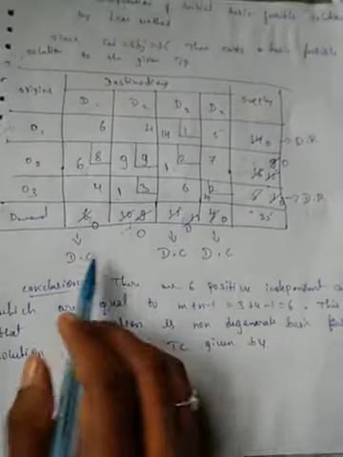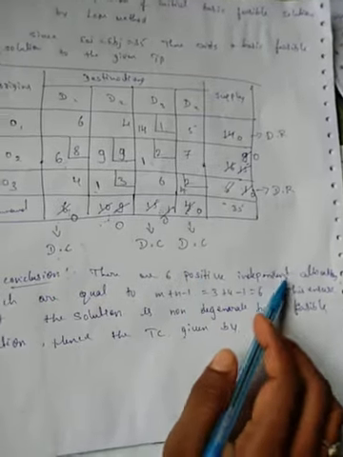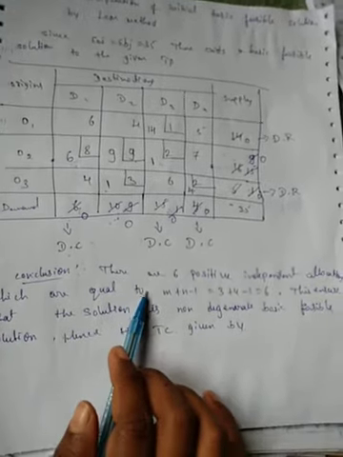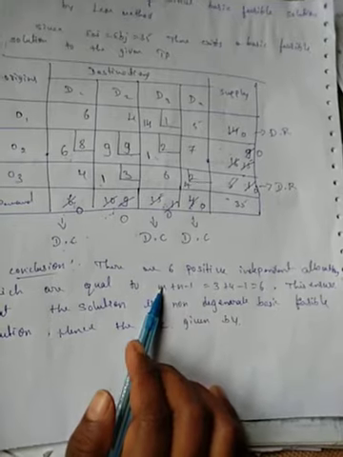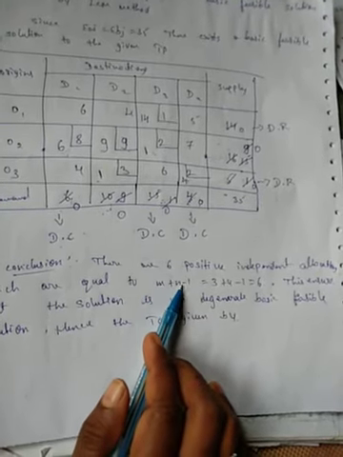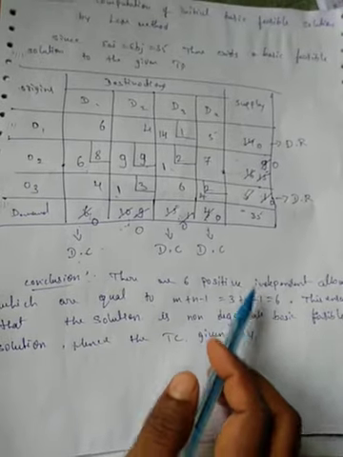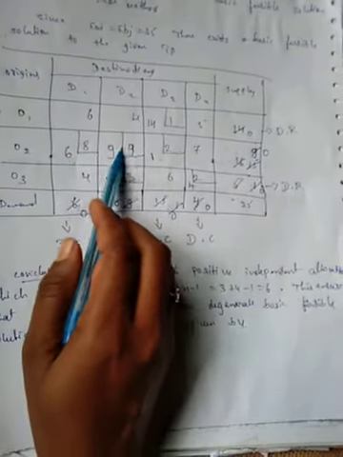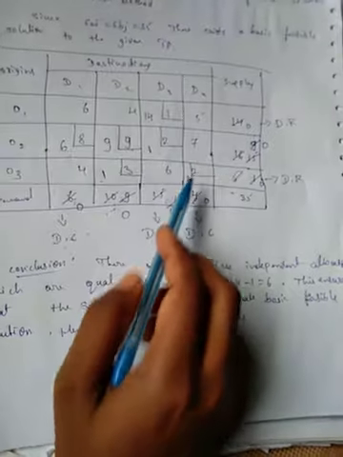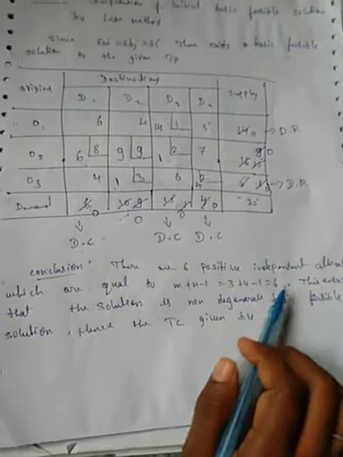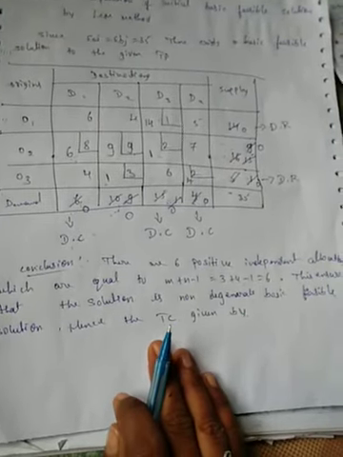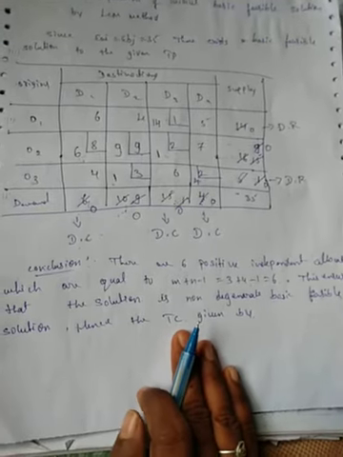The conclusion is there are 6 positive independent allocations which are equal to m plus n minus 1, means the number of rows plus number of columns minus 1. So there are 6 independent allocations made in this matrix, 1 2 3 4 5 6 allocation. So this ensures that the solution is non-degenerate basic feasible solution.